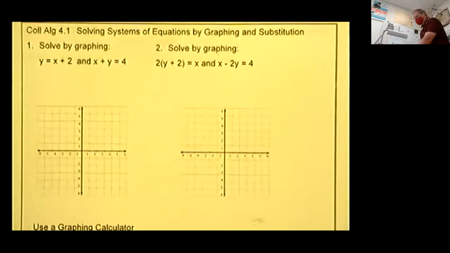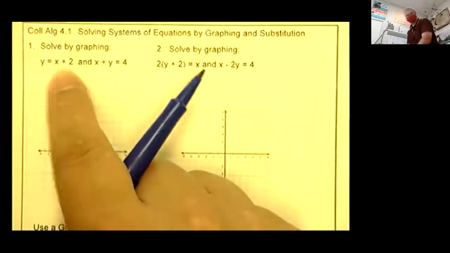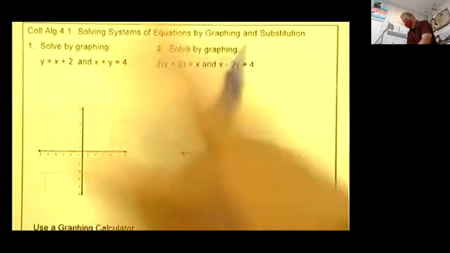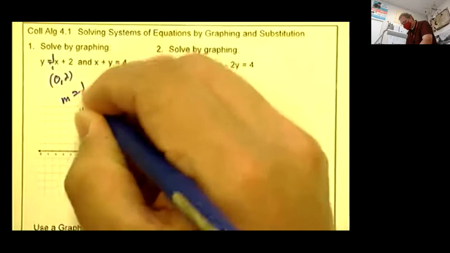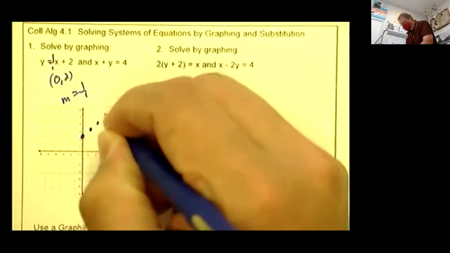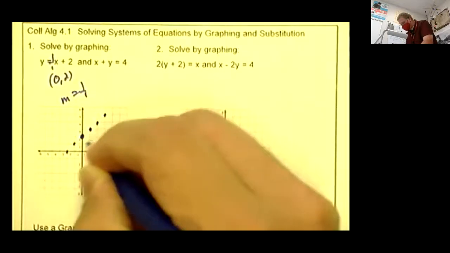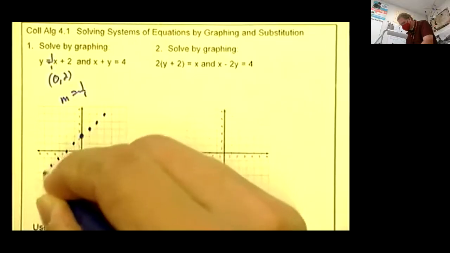Well, we're going to graph the two equations. So y equals x plus 2. We know from last chapter (0, 2) is the y-intercept. We know the slope is 1 over 1. And so we can plot the points: up 1, right 1, down 1, left 1, to plot the points.